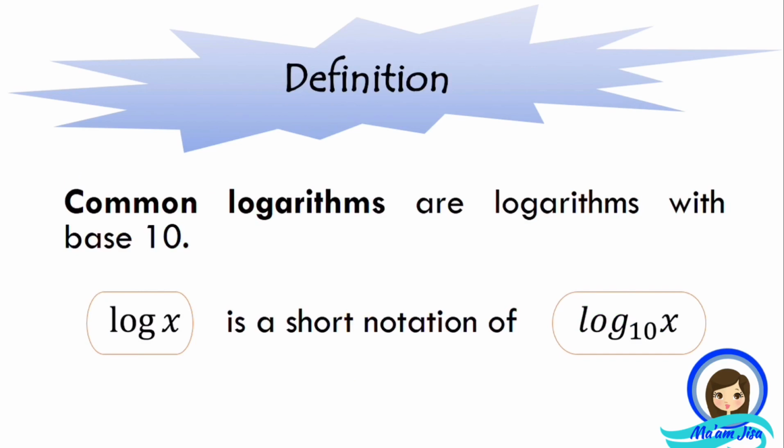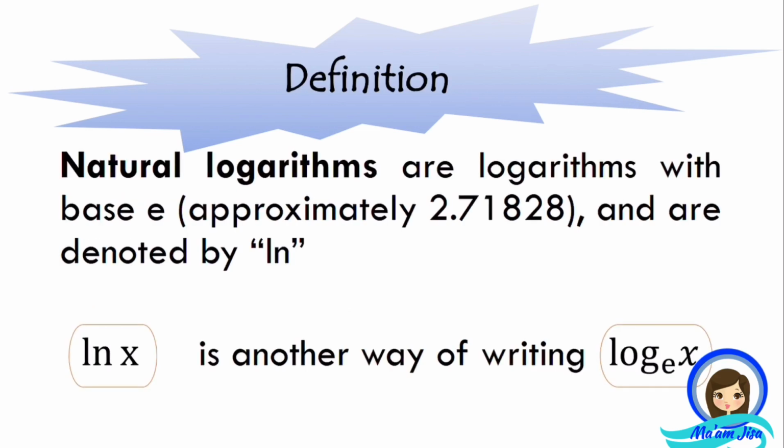Common logarithms are logarithms with base 10. For example, log of x is a short notation of log of x to the base 10. Natural logarithms are logarithms with base e, approximately 2.71828, and are denoted by ln. So ln x is another way of writing log of x to the base e.